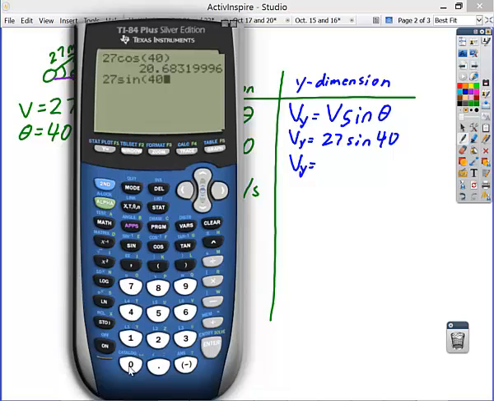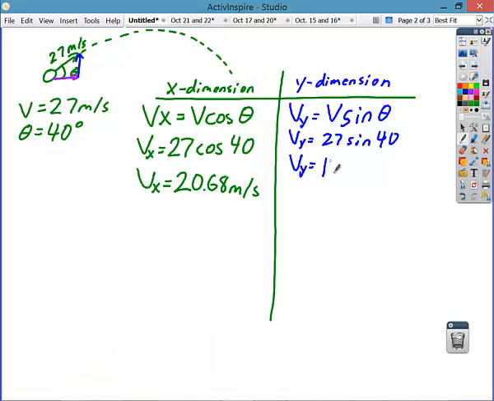27 sine 40. All right. So there you go, 17.36 meters per second. Now, in the x dimension, do we have acceleration? No. This question is asking how long will the ball be in the air? Okay? So if it's asking how long the ball is going to be in the air, in the x dimension, velocity in the x dimension is equal to displacement over time. But I don't have displacement in the x dimension, right? And I don't have time, so I can't figure this out.